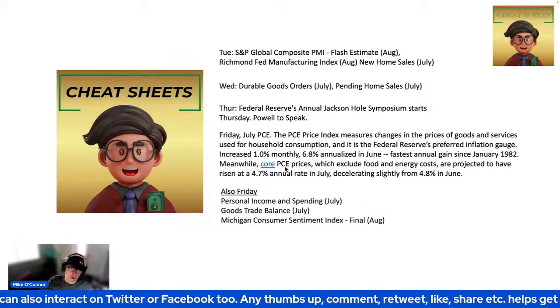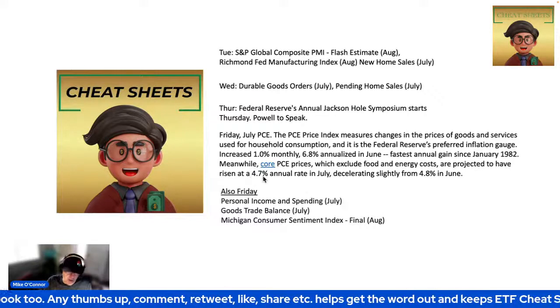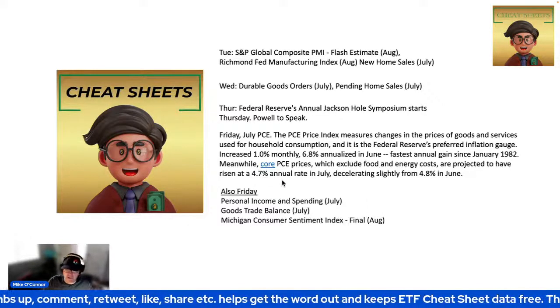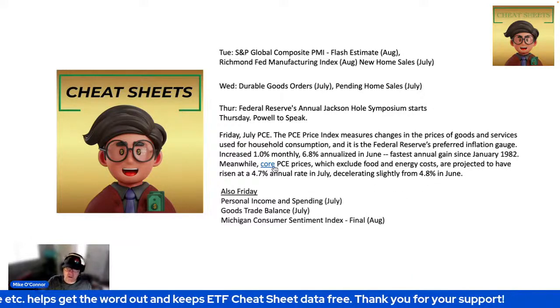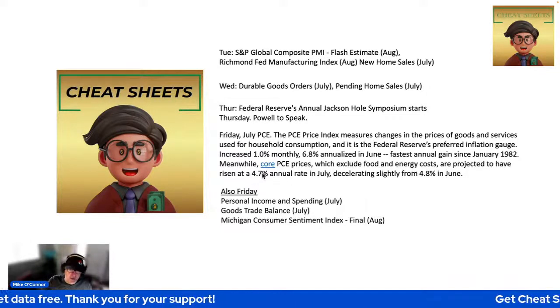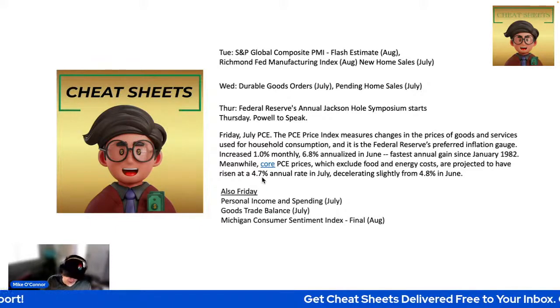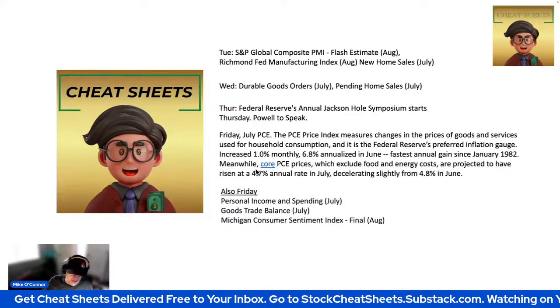And core, speaking of which, excluding food and energy, they're expected to rise just slightly under 5%. But they were at 4.8% in June. They're expecting 4.7. I would bet you that given the fact that energy costs came down, if this number does not go down, then that's super inflationary. And that's going to be probably enough to roll the market over because the Fed is guaranteed probably to do 75 basis points at that point.